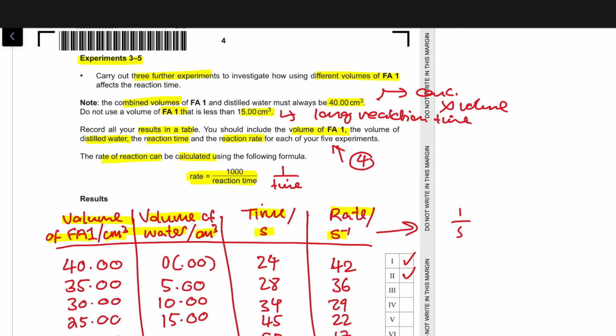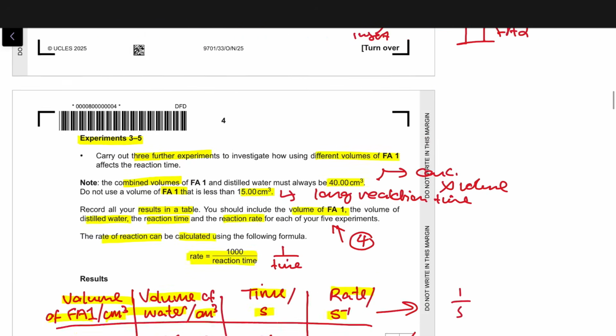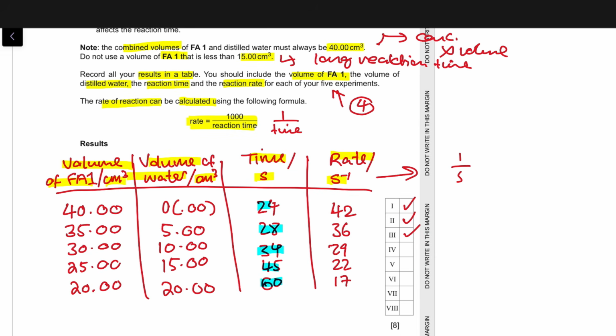Okay, so now I have generated a table with results that should correspond to what is expected in an actual experiment. The third marking point here is to have recorded all the times to the nearest second, so we should be having whole numbers. This was mentioned in our experiments. They asked of us to round to the nearest second. There also, to gain this third mark, you must have also had volumes of FA1 be given to 2 decimal places and to end in 0 or 5.